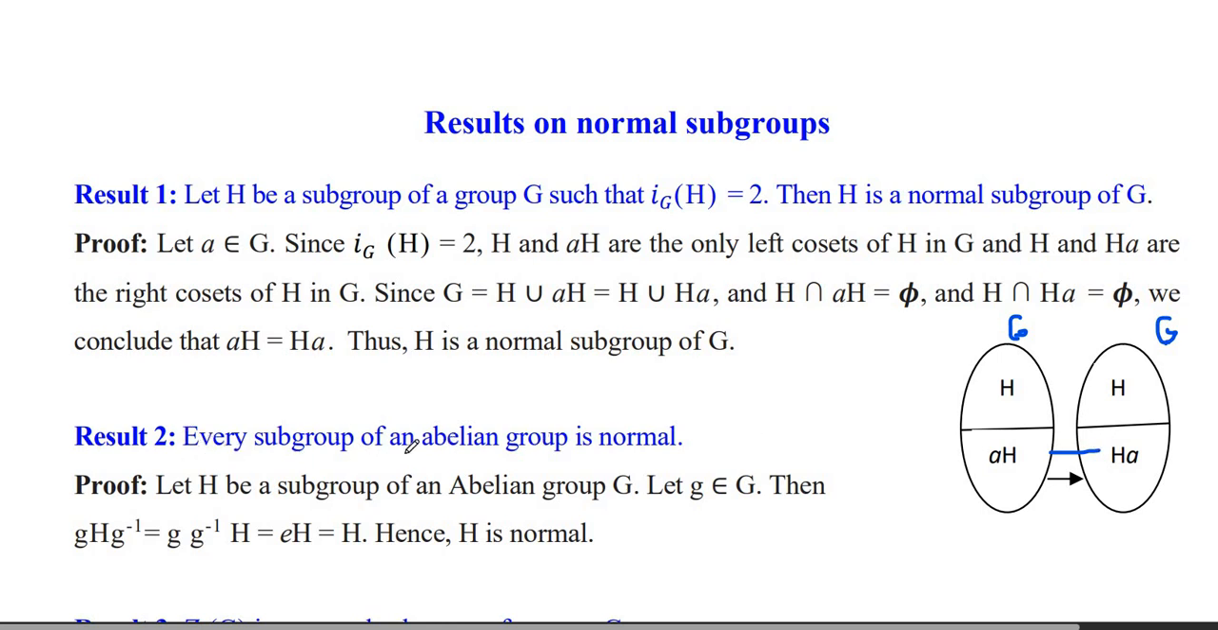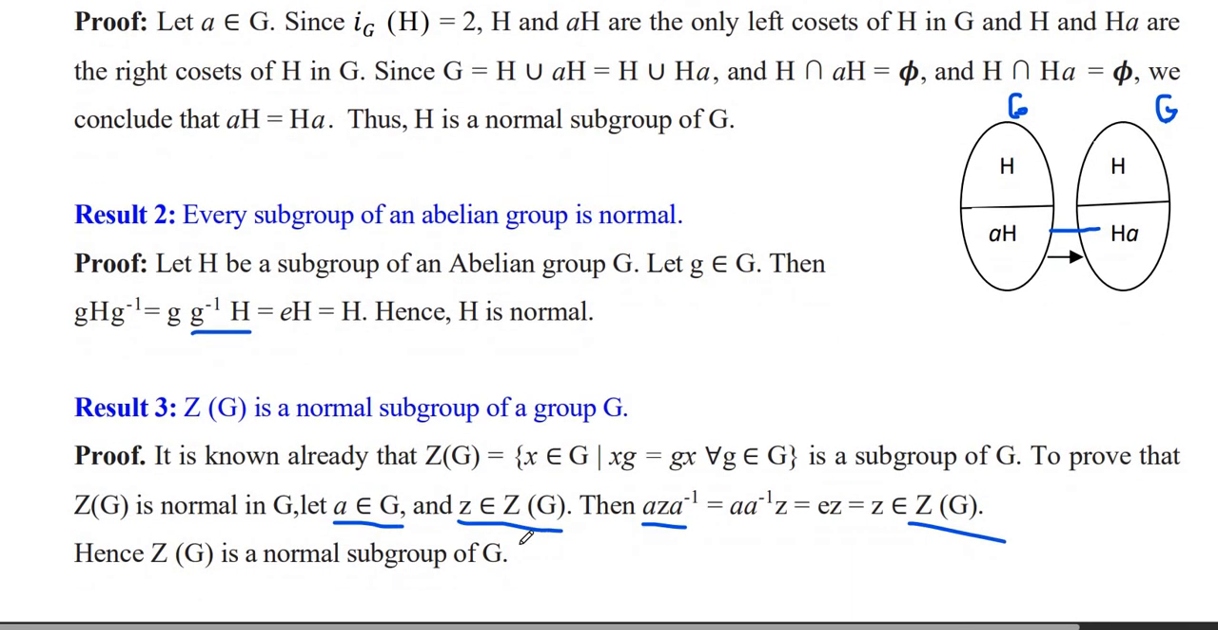Next result is: every subgroup of an abelian group is normal. So we shall consider H to be a subgroup of an abelian group G, and we'll take g in G. If you consider gHg inverse, because G is abelian, hg inverse can be rewritten as g inverse h. So as sets also they are equal whenever G is abelian. So we can have it like this, where gg inverse is the identity element, and the identity element is present in H. So you have this to be equal to H, and that shows that H is normal in G.